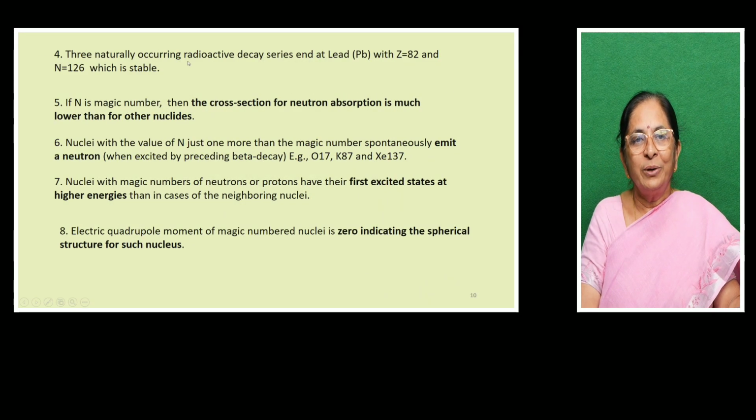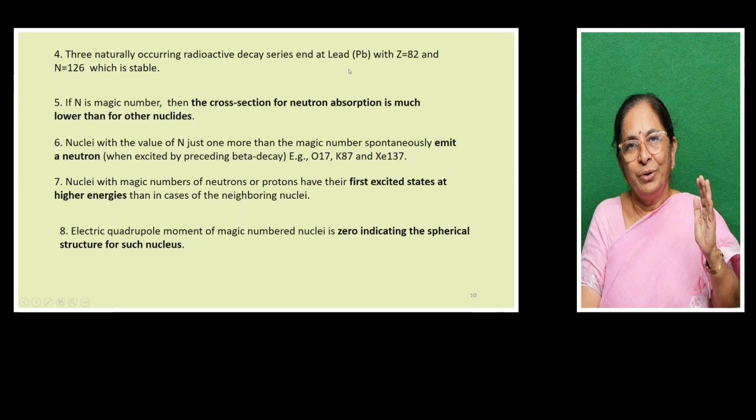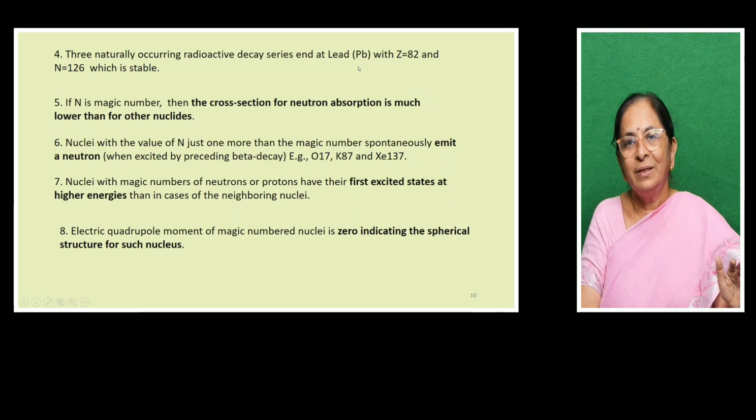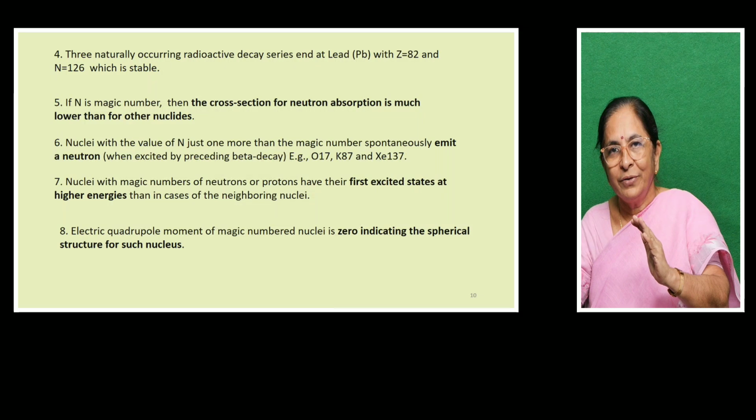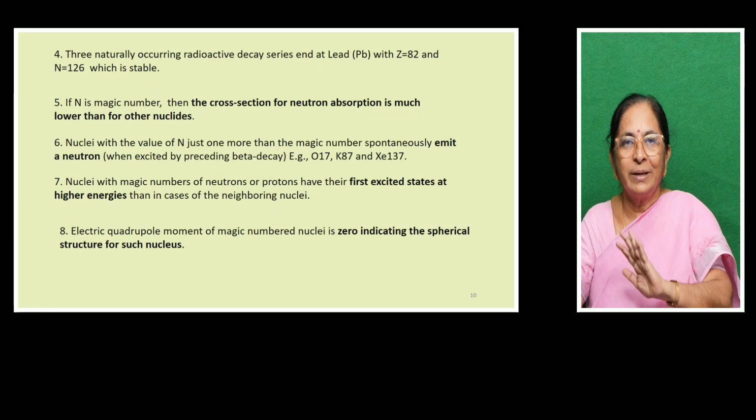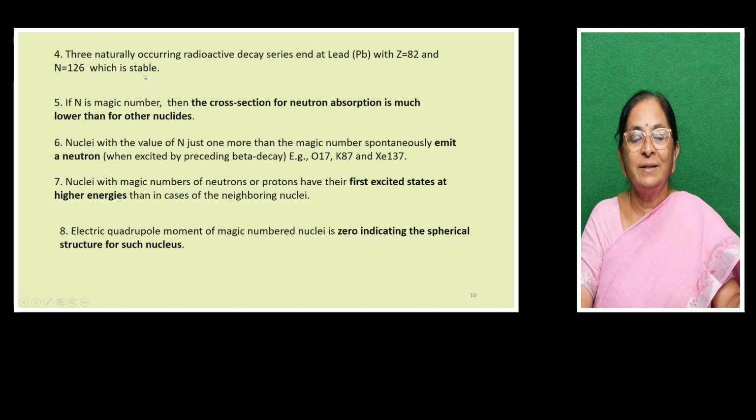And 3 naturally occurring radioactive series end at lead. The radioactive series like uranium, thorium, polonium, they all will end with lead, because lead's atomic number is 82 and neutron number is 126. Both are magic numbers. So lead is doubly magic, so highly stable. So all the radioactive elements, once they get converted into lead, the radioactivity stops because it is highly stable.